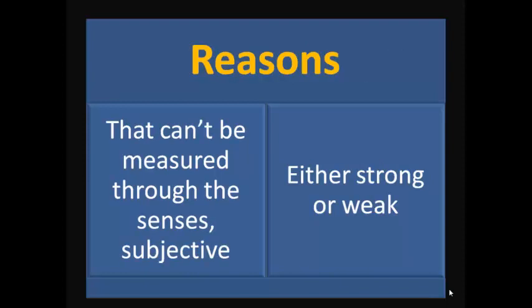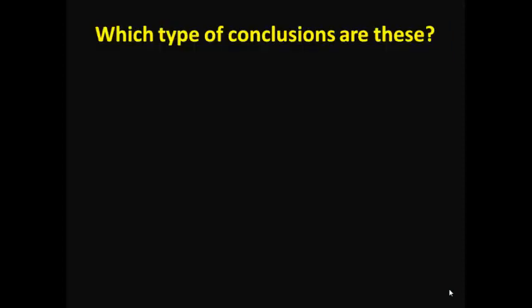Now the second one is reasons. Reasons cannot be measured through the senses. It is very subjective. So it's not either right or wrong, it is either strong or weak. For example, you say that Ali is a tall student in class. When you say this, it is very subjective, because other people can say that no, Ali is actually not tall. So the issue here is not whether it is right or wrong. The issue is which of the opinions is strong or weak. So when you have an opinion, you support it with reason.